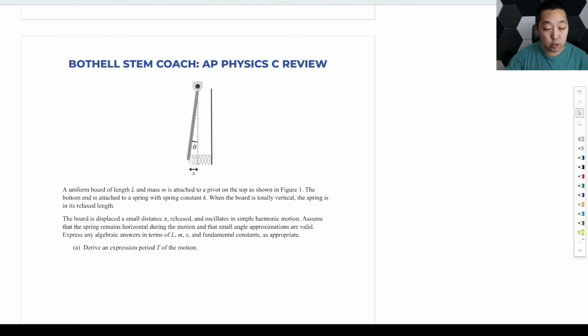All right, so let's look at this FRQ. We have this uniform board of length L and mass M attached to a pivot as shown. So this length here is L.